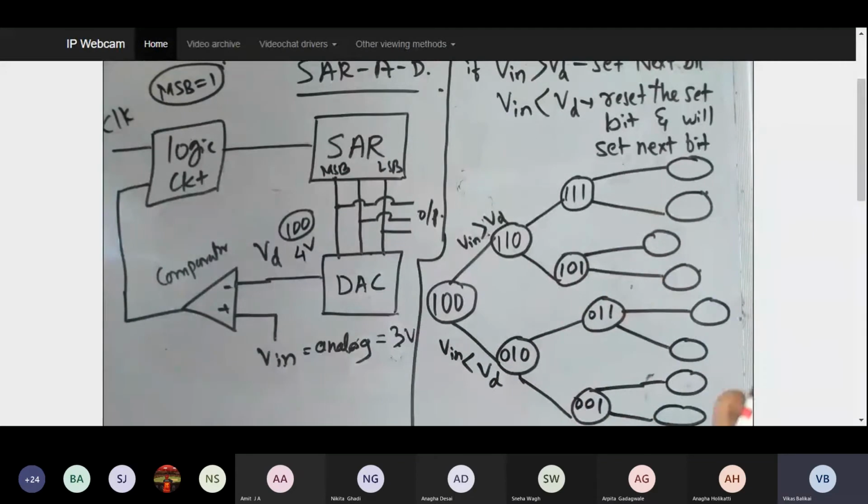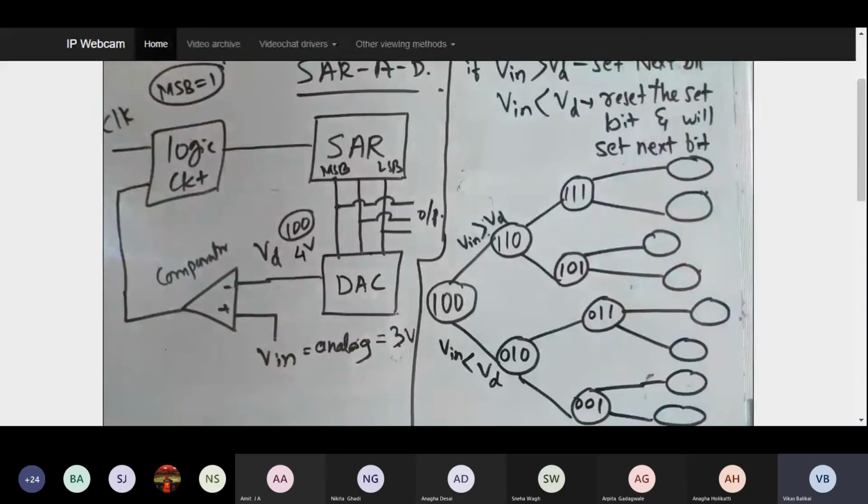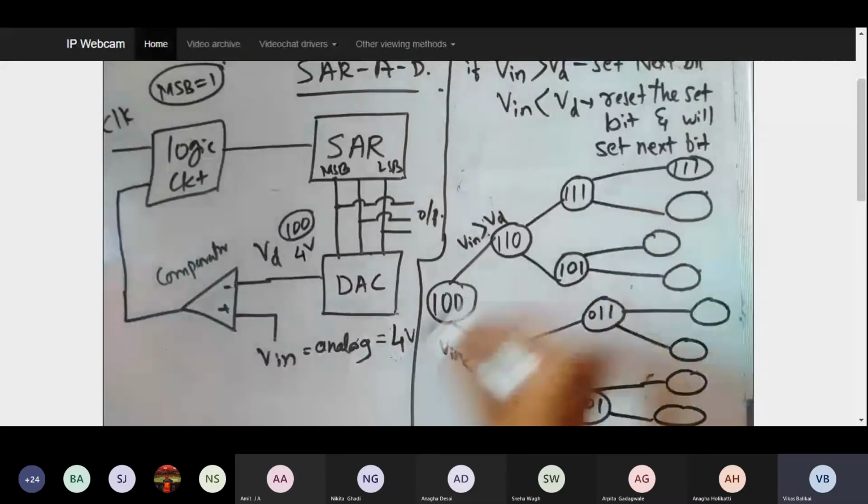Suppose Vin was greater, I would do one action; if Vin was less, I would do another action. But because I have reached the equivalent value of the given input, I don't have any choice but to keep the values as they are, 1 1 1, because I have reached the end. Then what about the other condition? Suppose Vin is less than VD, that can happen. Suppose I gave Vin as 4 volt, and this is my VD, Vin is 4 volt.